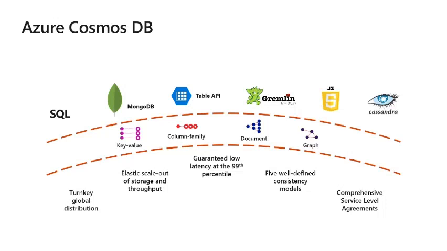Azure Cosmos DB is globally distributed and it follows data partitioning best practices. So: turnkey global distribution, elastic scale out of storage and throughput, guaranteed low latency at the 99th percentile, five well-defined consistency models, and comprehensive service level agreements. So you see here it's the 99th percentile. Azure Cosmos DB provides you SLAs with 99.99, so 4 nines.